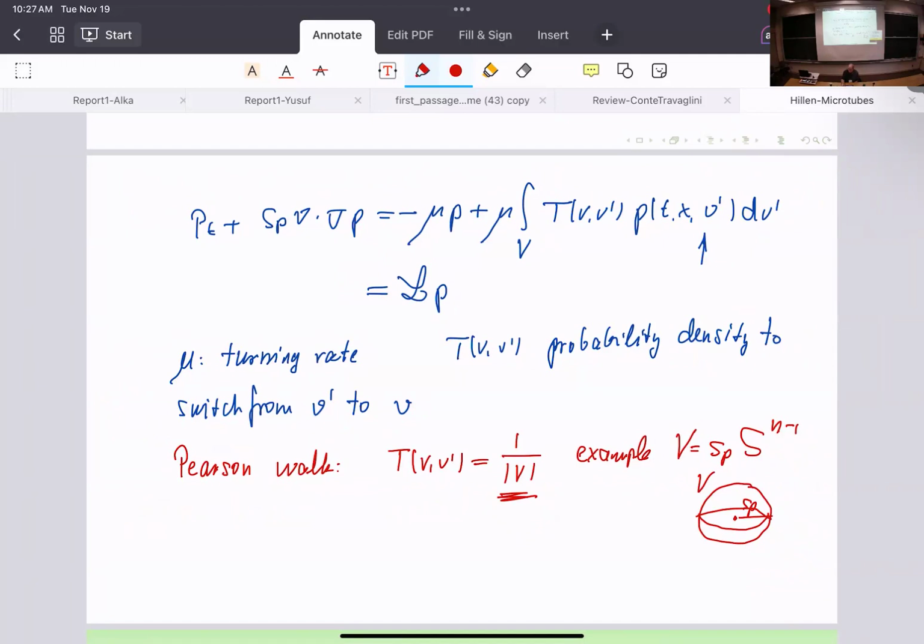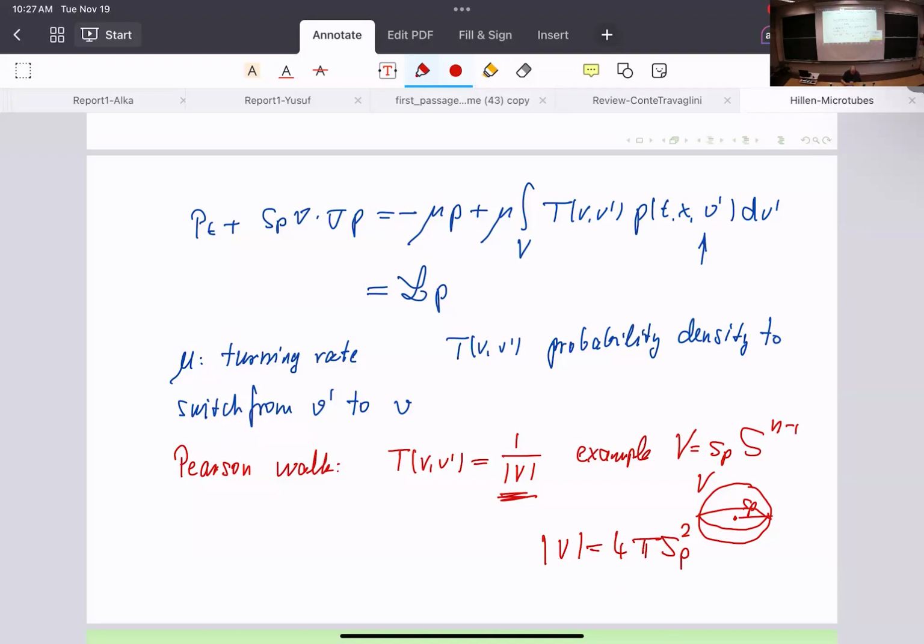Who knows the formula for the area of a sphere? 4/3 pi r squared or something? Come on, somebody needs to know that. There it is. 4 pi, is it 4 pi squared? No, 4 pi r squared. Yes. So then the size of V would be, thank you very much, 4 pi Sp squared. So depending on the case, we can compute this size of V, and we know what it is.